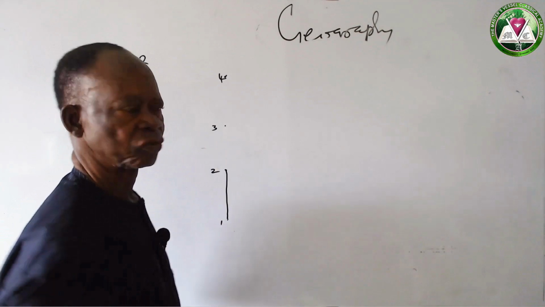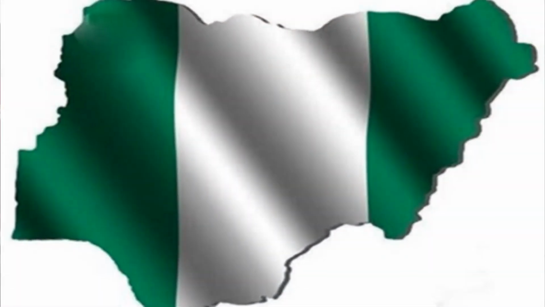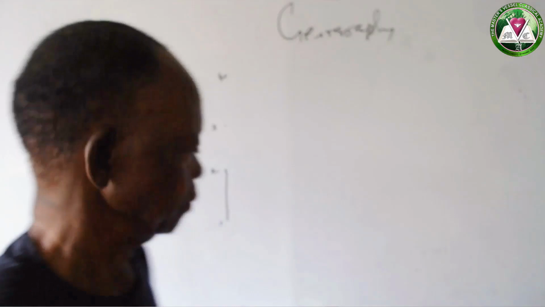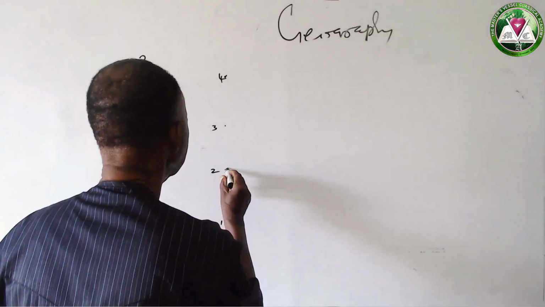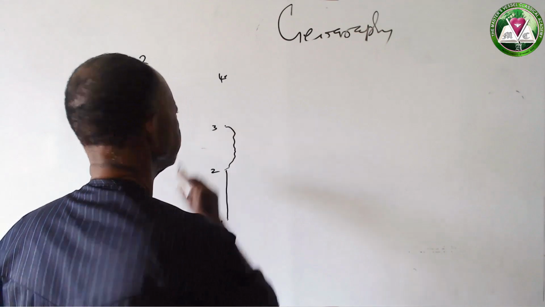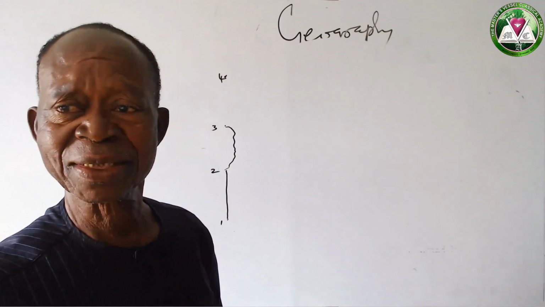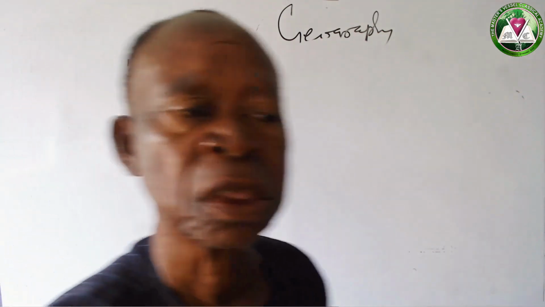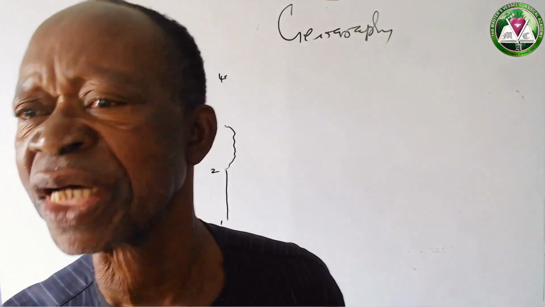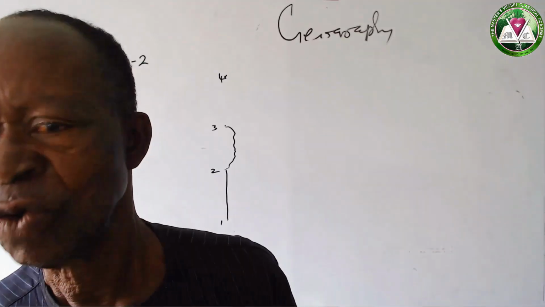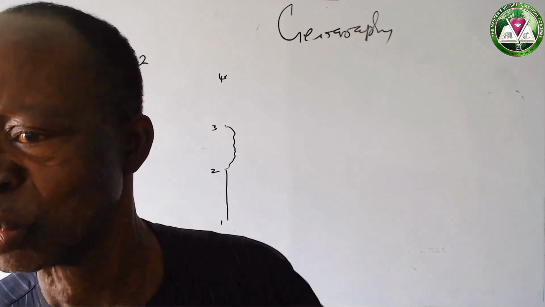Put a straight line. Number 2 to number 3, you divide it into 2. The first half will be curved. Number 2 to number 3, you put a curve. Number 3 to number 4, the first half is a straight line, while the other will be a curve, terminating in Sokoto area.